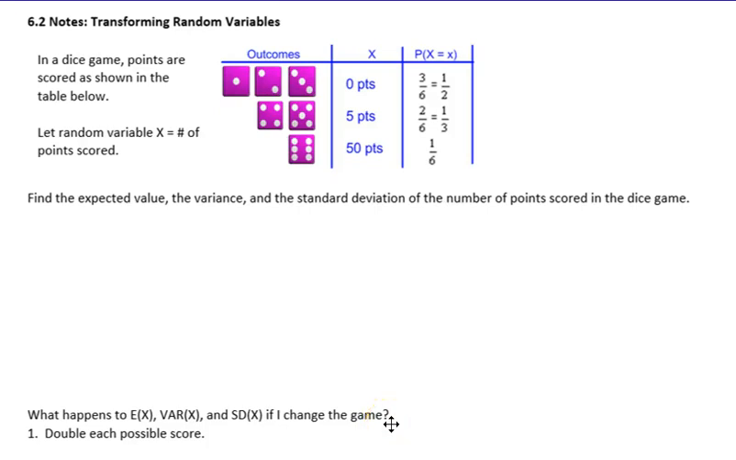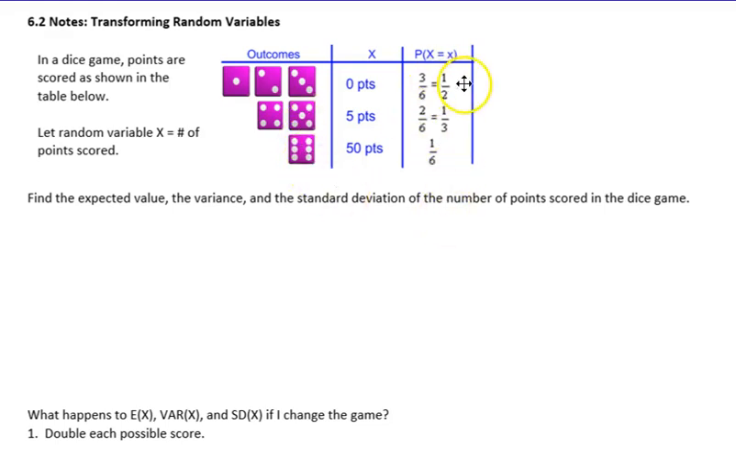This is 6.2 notes, transforming random variables. Let's say we have a dice game where you score 0 points for rolling a 1, a 2, or a 3, 5 points if you roll a 4 or a 5, and 50 points if you roll a 6.